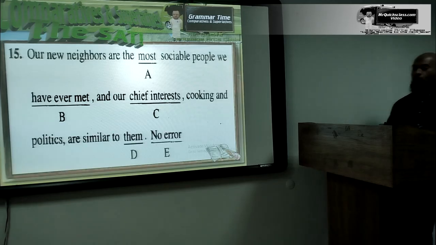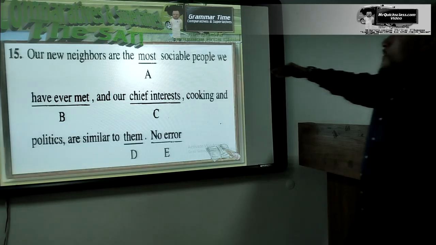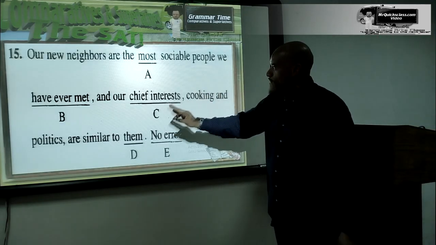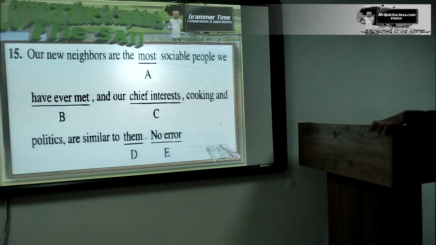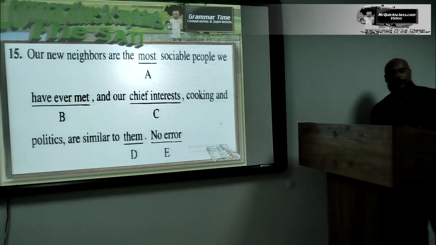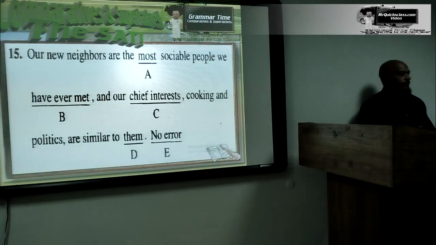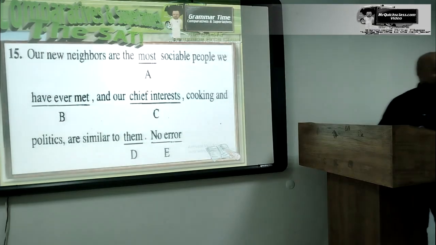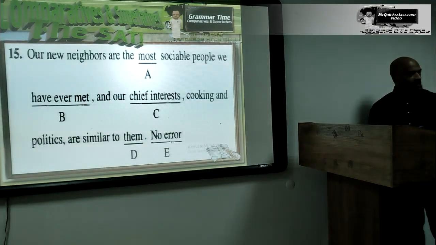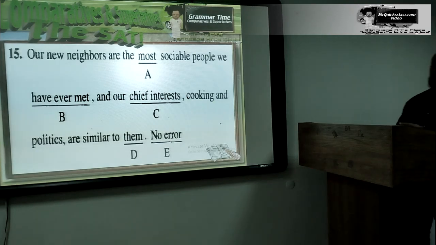Moving to the next. All right, so let's read it together. Our neighbors are the most sociable people we have ever met, and our chief interests, cooking and politics, are similar to them. Sentence correct, incorrect? Say it. Yes. Now here it is. There's no error, right? Oh, you said it's not correct. Where is the problem?